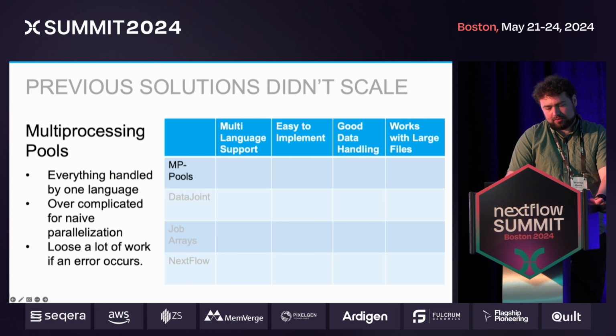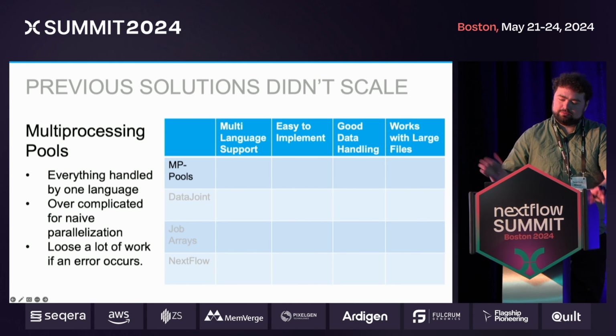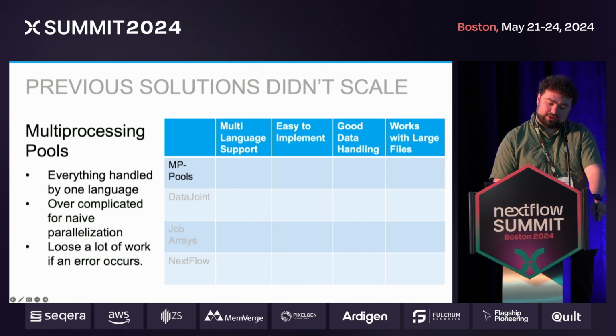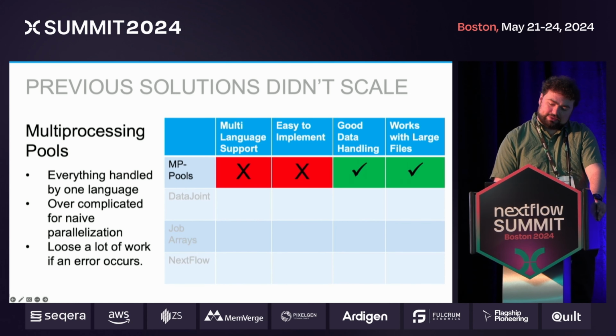So our first attempt was with multi-processing pools in MATLAB, which is what we were originally using. That didn't really work. They are, frankly, very complicated if you're trying to implement them for something that doesn't need them. And you end up losing a lot of work if it breaks partway through. Unlike, say, NextFlow, you can't just resume the process. There's some checkpointing, but it's not nearly as good as what NextFlow provides us with.